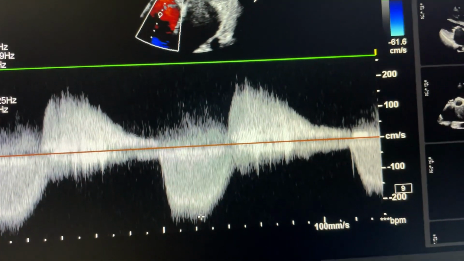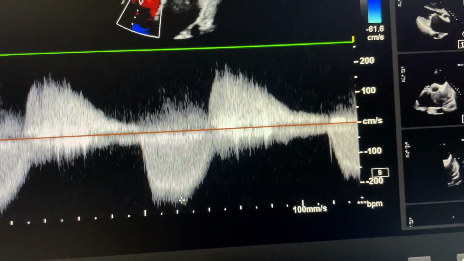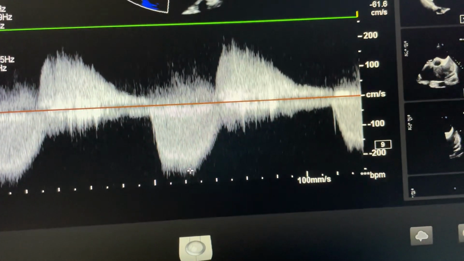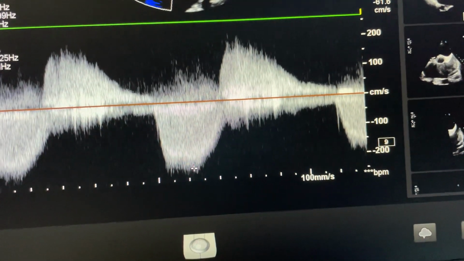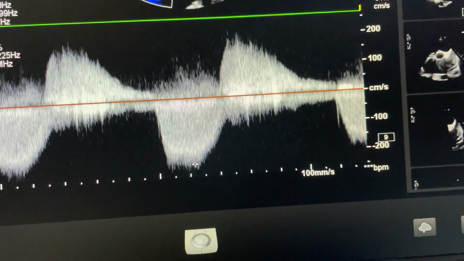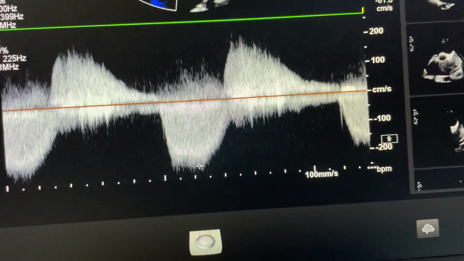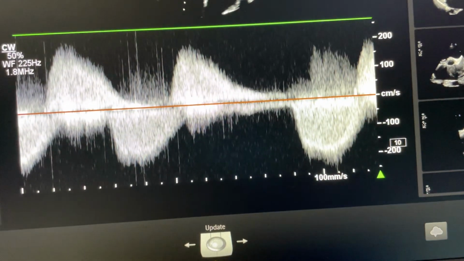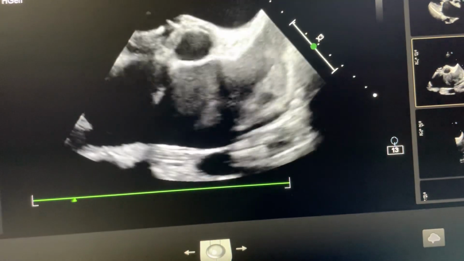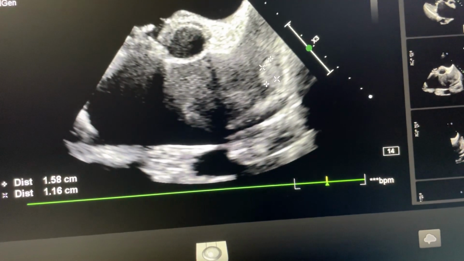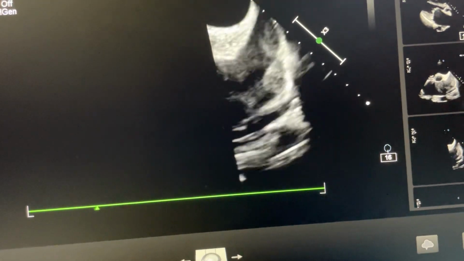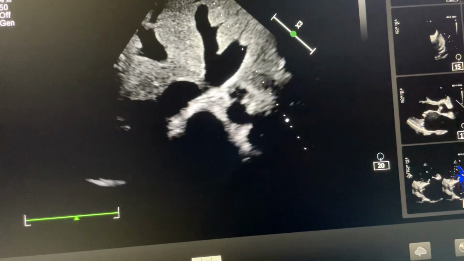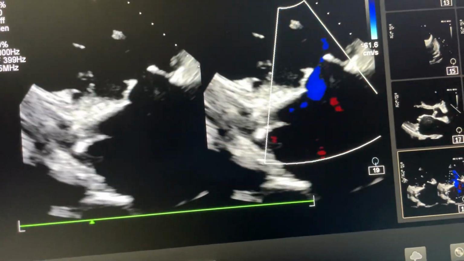This is the TR jet. Now you can see the peak velocity of TR is around 2 meters per second. That is not very high, though the mitral stenosis is quite severe. Severe PH is the likely finding in this case because of organic tricuspid valve disease. The tricuspid valve has also got disease involvement in this case. That is organic, that means pathological, not because of simple dilatation of the ring.